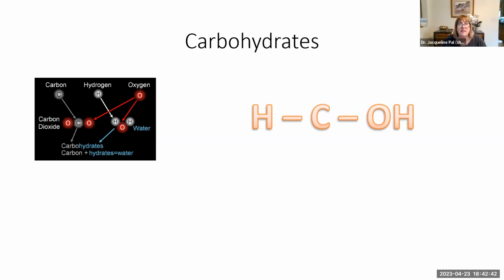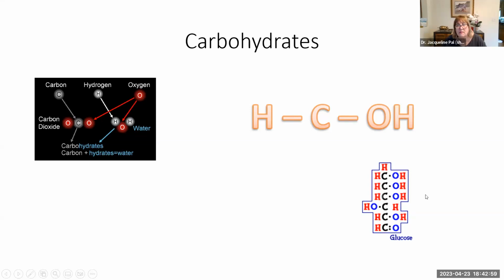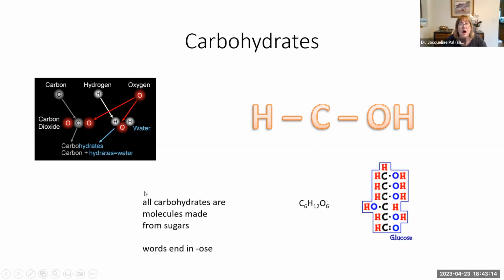The classic example of a carbohydrate is a simple sugar. Notice, a simple sugar has 6 of these molecules, which look just like it. The other hydrogen missing from here is up there, so we can bond to the next molecule. So glucose, C6H12O6. Why? Because it's 6 of a carbon plus an H2O. So C6H12O6.